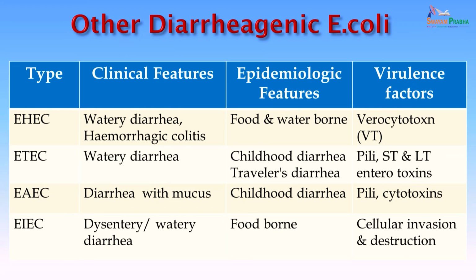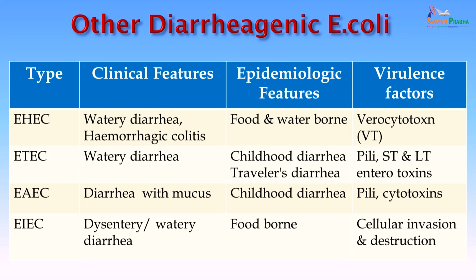The enterohemorrhagic E. coli generally presents with watery diarrhea and is associated with hemorrhagic colitis. It is usually food and waterborne and causes large outbreaks. The major virulence factor which causes this is the verocytotoxin or the VT toxin as it is often referred to. The ETEC produces a watery diarrhea very similar to cholera diarrhea. It is present in children and it also causes traveller's diarrhea for people travelling from the developed world into the developing world. The virulence factors of the ETEC are the 2 toxins, the heat stable toxin and the heat labile enterotoxin.